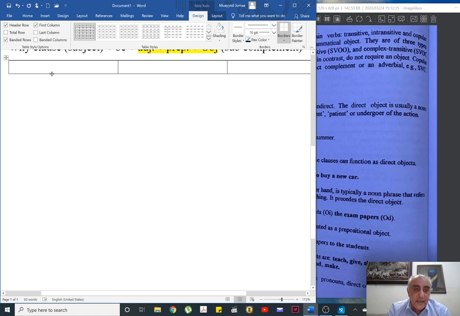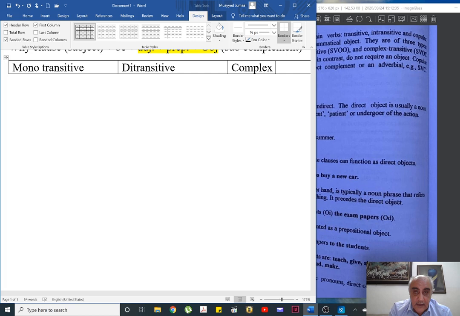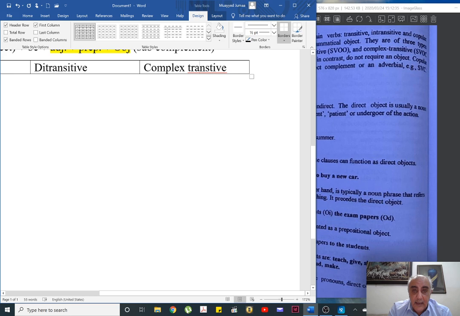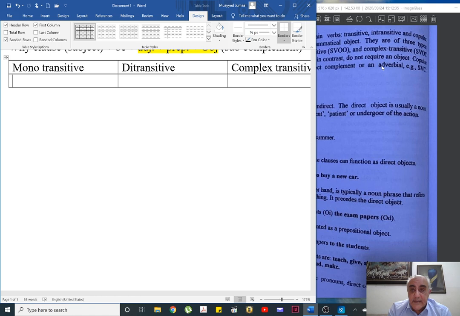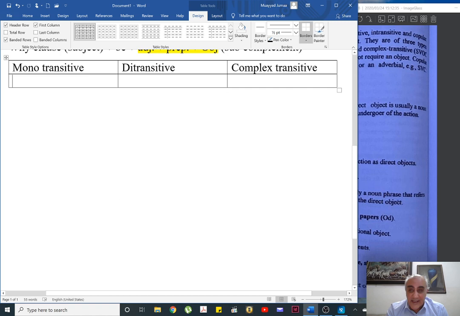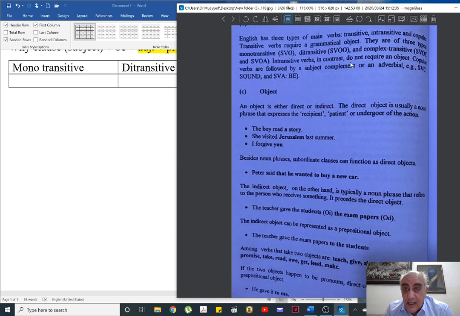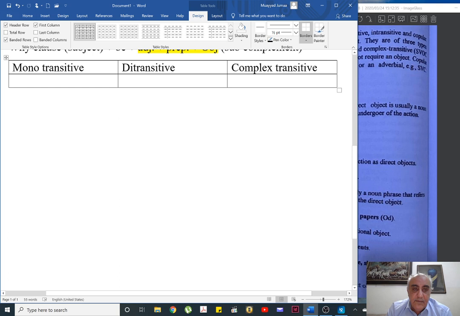So let's write here mono. Remember, we are talking here about verbs: monotransitive, okay, and ditransitive, okay. And we have complex transitive. Complex transitive. هسه خلينا نشرح شنو الفرق بين هذين الأنواع الثلاثة. Okay. So monotransitive. طبعا إضافة إلى هذه الأنواع أكو ال intransitive verb. Intransitive verbs in contrast do not require an object. خلي نشوف هسه بالmonotransitive. Monotransitive يعني the verb which takes one object.